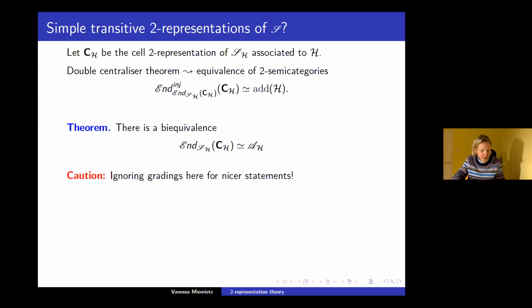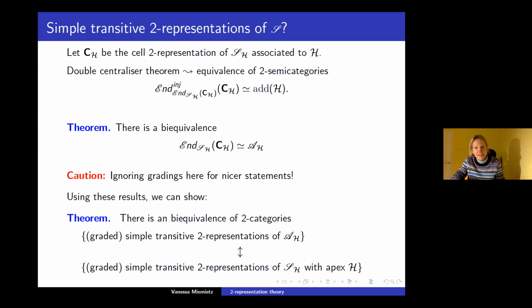And what we can do with that is we can use this double centralizer theorem in a similar way that you prove that matrix rings are isomorphic to the field, to get the theorem that we get a biequivalence of 2-categories, where one 2-category is the one that we're interested in, these graded simple transitive 2-representations of S_H with apex H, so these are all the ones that we want to understand where H varies.